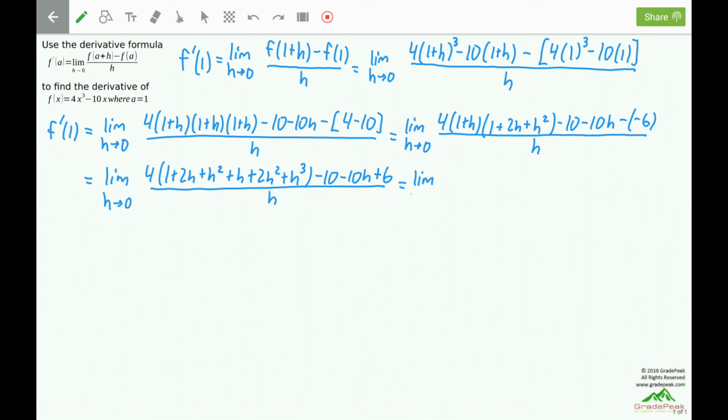So we'll have the limit as h goes to 0. Let's distribute the 4 in. 4 plus 8h plus 4h squared plus 4h plus 8h squared plus 4h cubed. We have the minus 10, the minus 10h, and the plus 6. All this is over h.